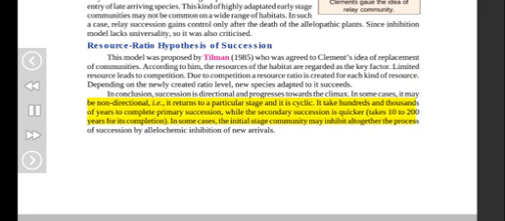It takes hundreds and thousands of years to complete primary succession, while the secondary succession is quicker, takes 10 to 200 years for its completion. In some cases, the initial stage community may inhibit altogether the process of succession by allelochemic inhibition of new arrivals.